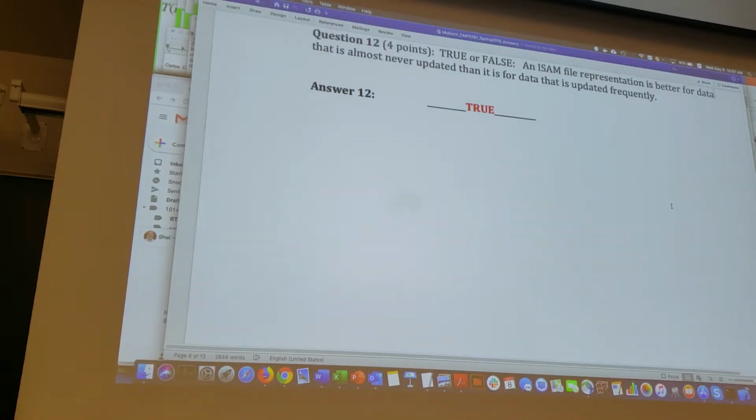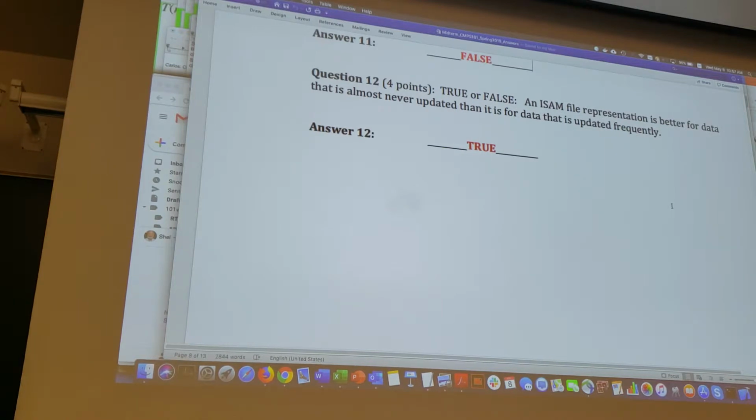Last question on this one. An ISAM representation is better for data that is almost never updated than it is for data that is updated frequently. Basically, ISAM is kind of the static variation of B-tree. And yeah, if things aren't changing very much, then it's good. If the data gets updated a lot, then the ISAM is quite possibly going to end up being bad.